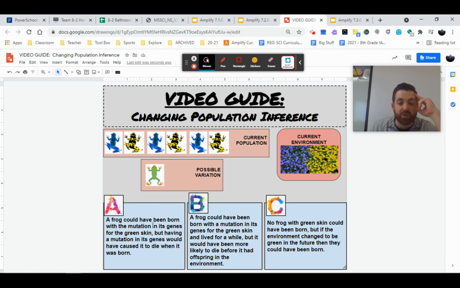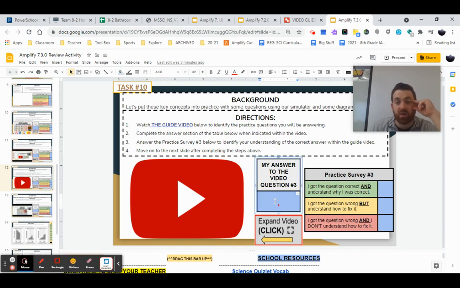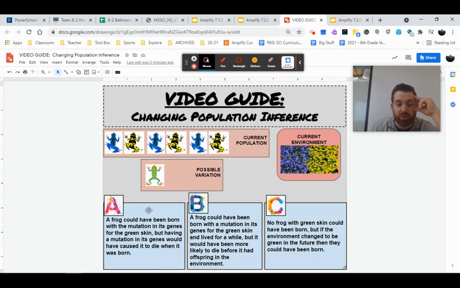So we're looking at options A, B, and C, deciding, could our green skin frog possibly have been a variation at any point in our population? Go into the My Answer section and put your answer. Do you think it's A, B, or C? Once you have your answer selected, take a moment, pause the video, and put your A, B, or C answer into the section.